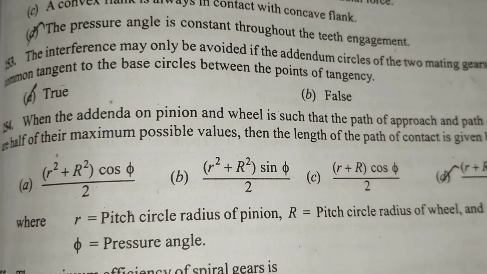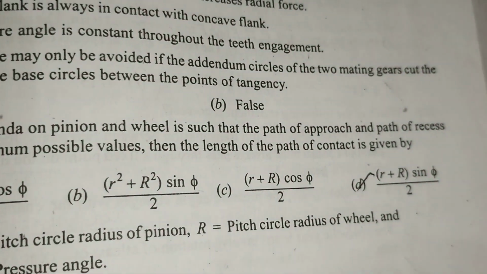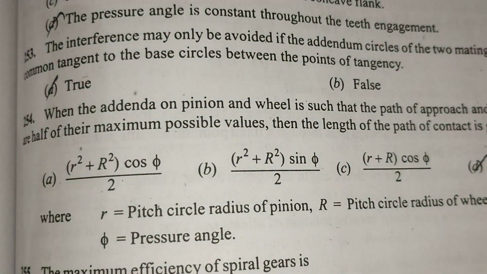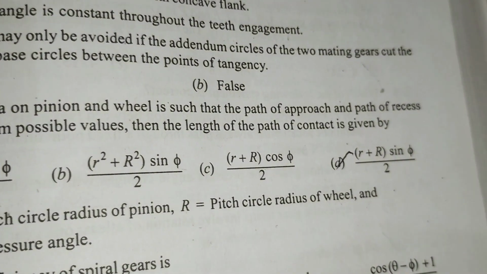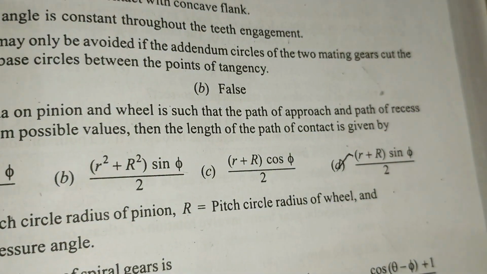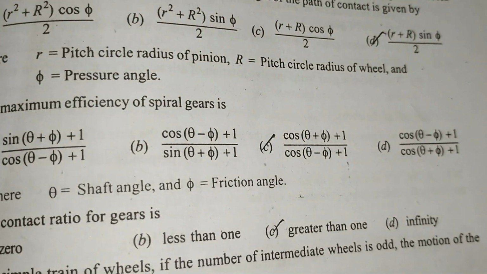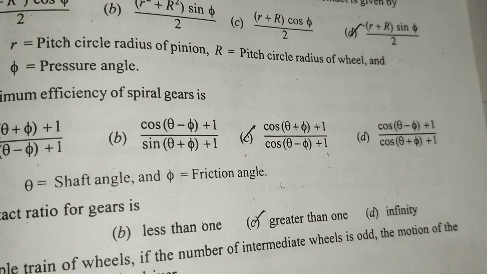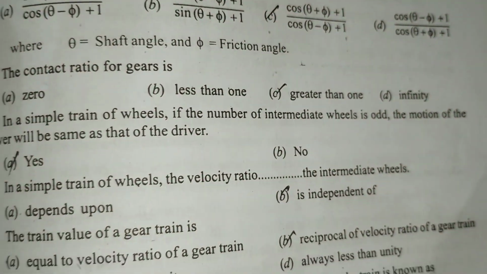This is true. When the addenda on a pinion and wheel are such that the path of approach and path of recess are half of their maximum possible values, then the length of the path of contact is given by r plus R sin phi by 2. The maximum efficiency of a spiral gear is cos theta plus phi plus 1 by cos of theta minus phi plus 1. The contact ratio for gears is dash greater than 1.